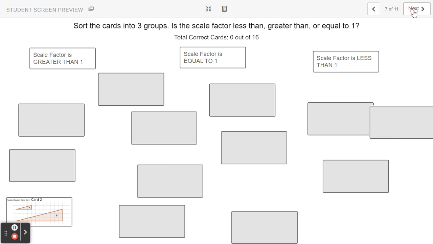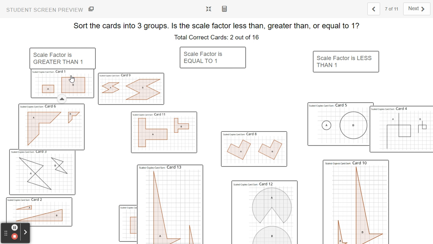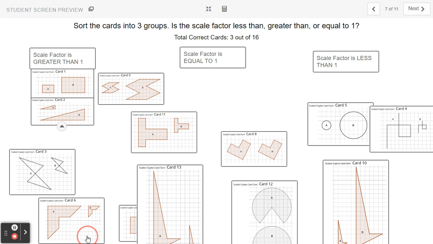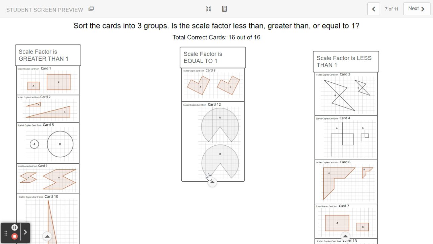So I can come back to my card sort, and so I know card 1 was greater than, so I match it. And I also looked at card 2 and it was also greater than, so I'm going to plop that guy on there. Okay, and then you can kind of go back to each one and see what it was, right? See what you found. Was the actual scale factor greater, less, or equal to 1? So you finish matching these up and let's see what happens. All right, so I've gone ahead and finished my sorting.